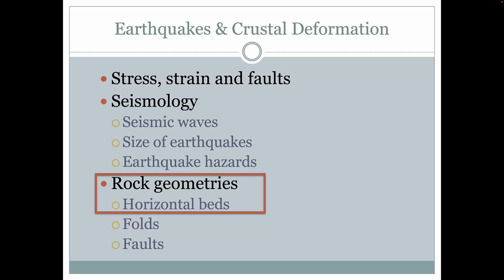Now we're going to talk about rock geometries, and this has to do with the crustal deformation part of this lecture. And what we mean by deformation is just things are deformed in some way, and we'll talk about how that happens. And of course, we're talking about the crust of the Earth, where we have the solid rocks that we can see at the top of the Earth. We're going to start out with how rocks are typically laid down, at least sedimentary rocks, as horizontal beds, and then move on from there.